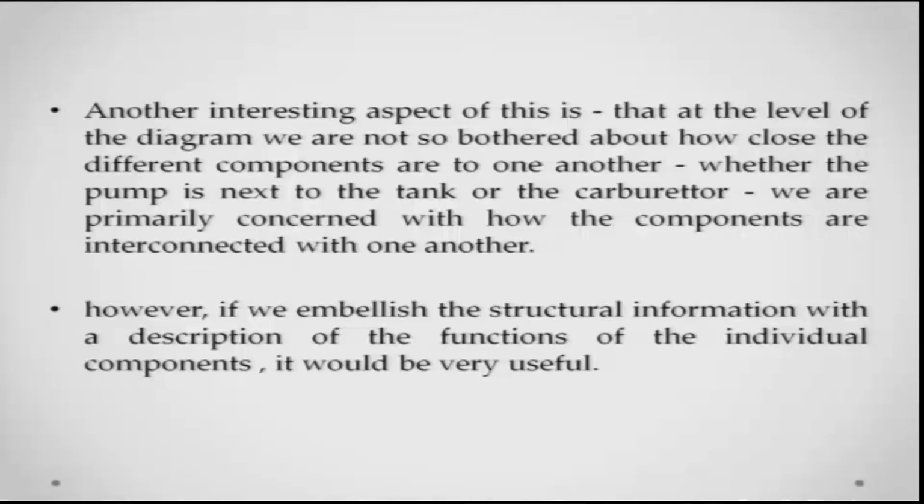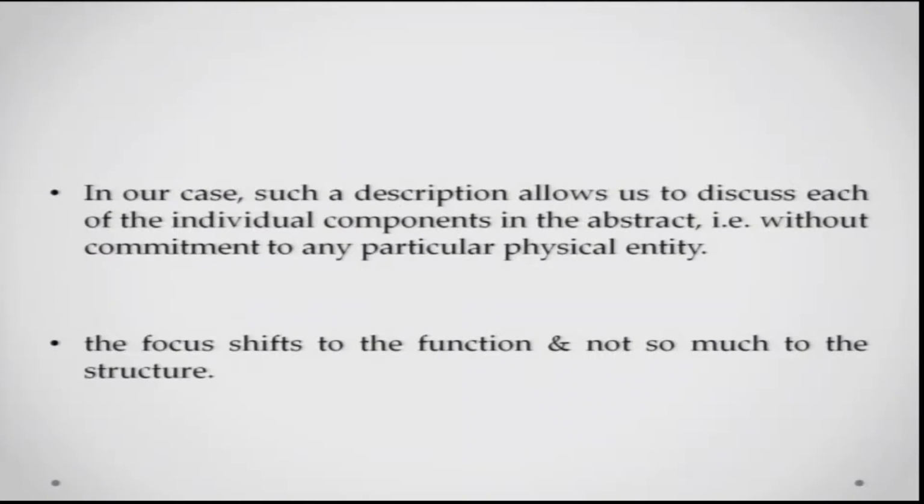Another interesting aspect of this concept of functions is that at the level of the diagram, we are not so bothered about how close the different components are to one another. Whether the pump is next to the tank or the carburetor, we just want to see how they are connected. However, if we embellish the structural information with a description of the functions of the individual components, then the diagram becomes much more useful for understanding the car engine. Such a description allows us to discuss each of the individual components in the abstract without committing to the physical entities. So, we can say there is a petrol engine which does this, there is a carburetor which does that, and our explanation could be purely a functional explanation.